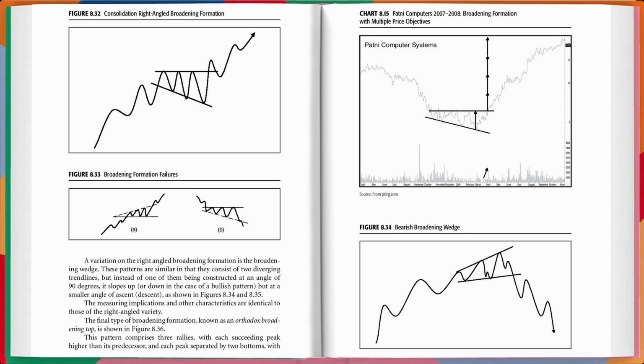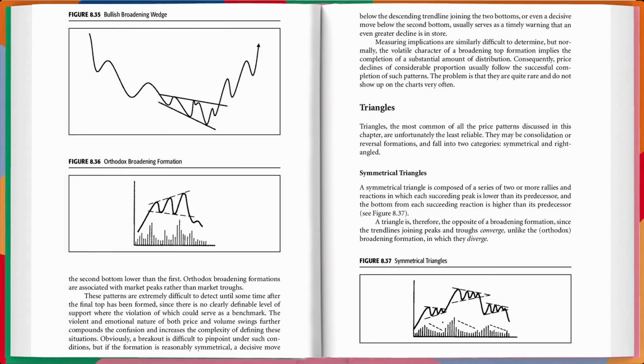The final type of broadening formation, known as an orthodox broadening top, is shown in Figure 8.36. This pattern comprises three rallies, with each succeeding peak higher than its predecessor, and each peak separated by two bottoms, with the second bottom lower than the first. Orthodox broadening formations are associated with market peaks rather than market troughs.